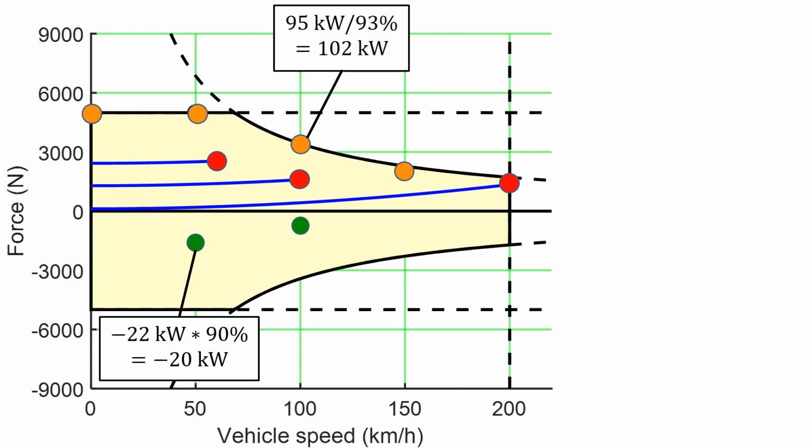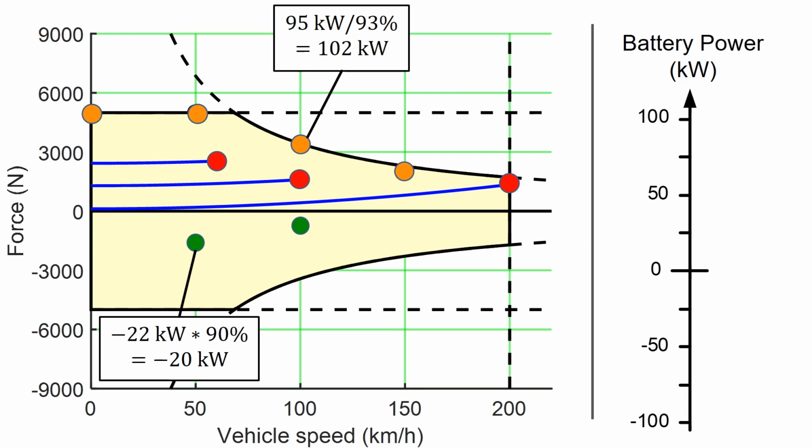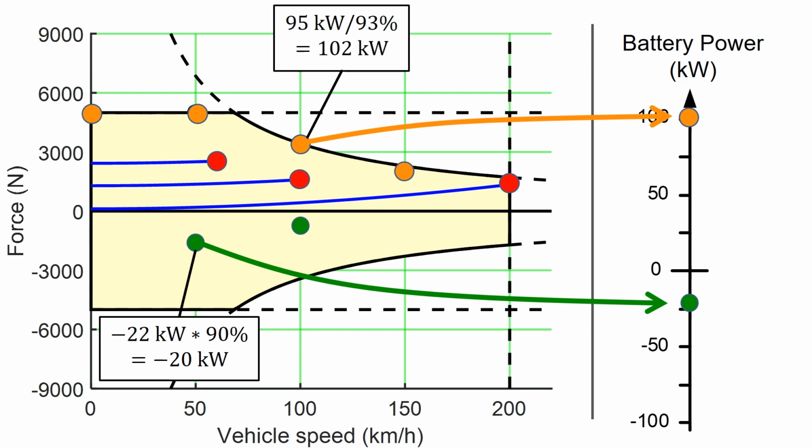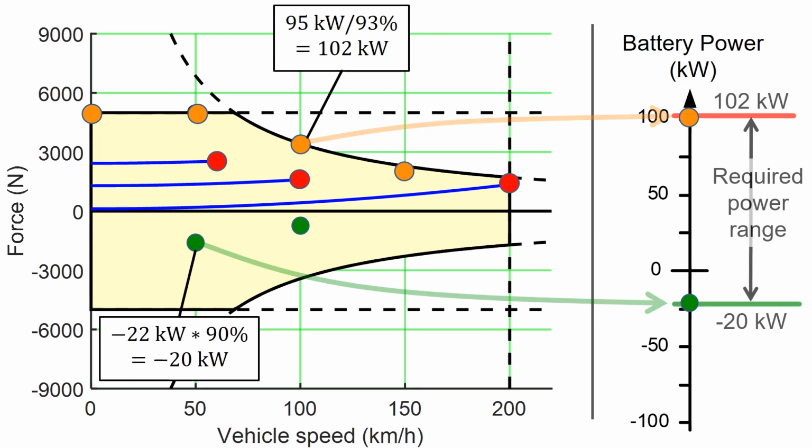Now we will use both the discharge requirements and the charge requirements to determine the maximum range of battery power used by this vehicle. This is the vertical axis of the battery operating region diagram. The highest discharge power is the upper power limit, and the highest charge power is the lower limit. So again, now we know the required power range for the battery for this vehicle. It is between minus 20 up to plus 102 kilowatt.